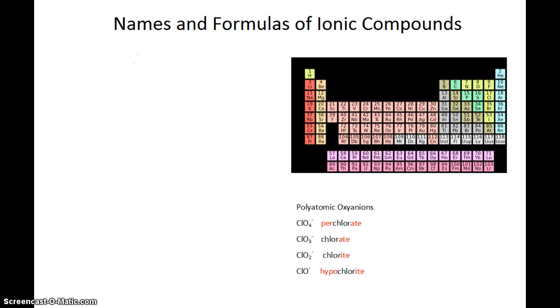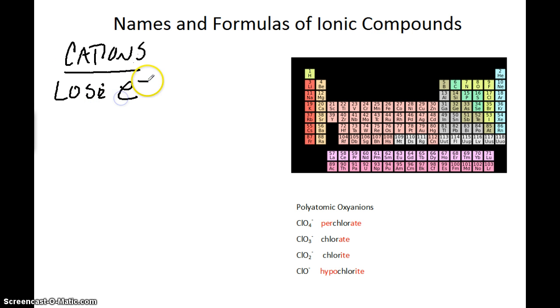Well, if I remove some electrons, it's going to become positive because now it will have more protons in the nucleus than electrons going around the outside. Ions that do this are known as cations. Cations basically lose some electrons, and as they lose electrons they become positive.